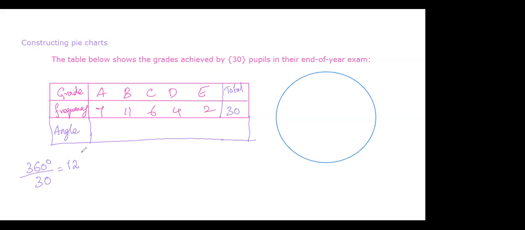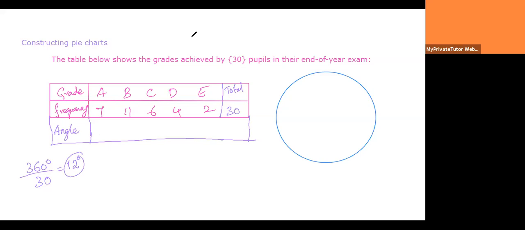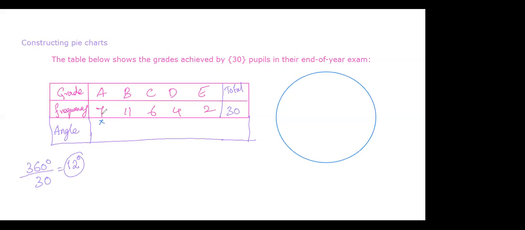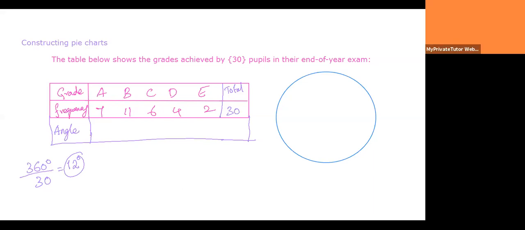So 1 degree is nothing but 12, which means you need to multiply each one by this 12. So 12 sevens are how much? Okay, so that's how we need to do. What is 12 sevens, guys? 84. So the angle of grade A is 84.